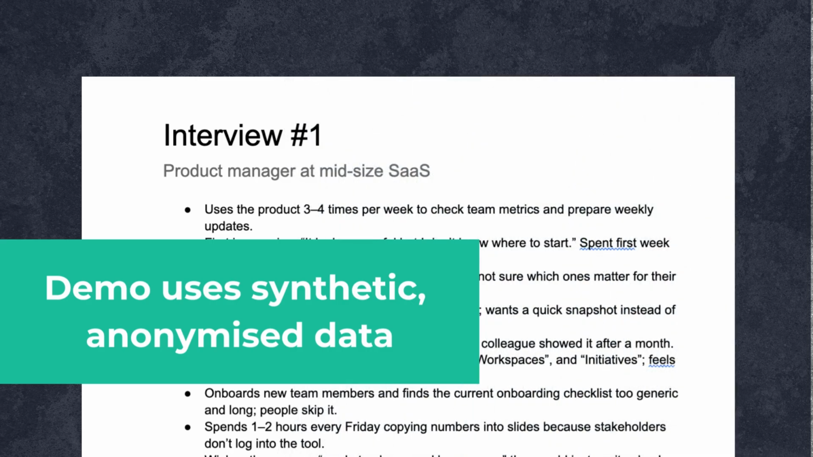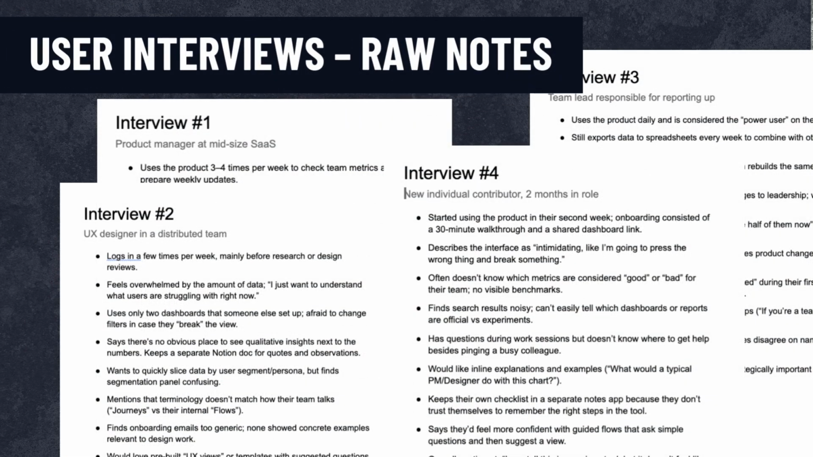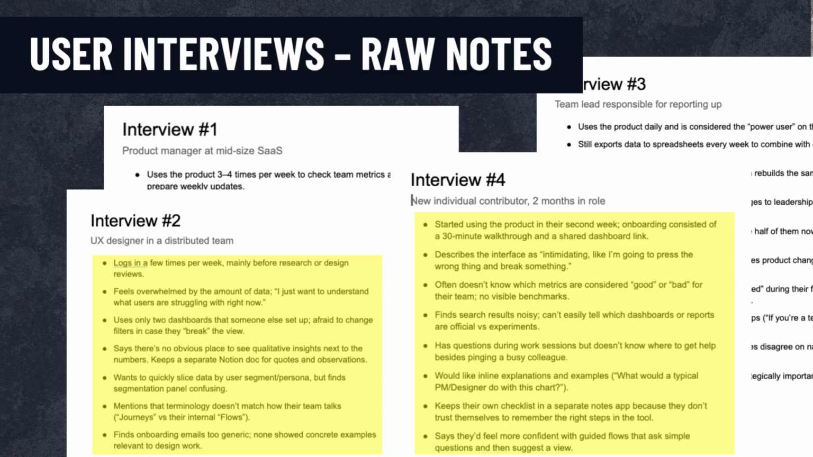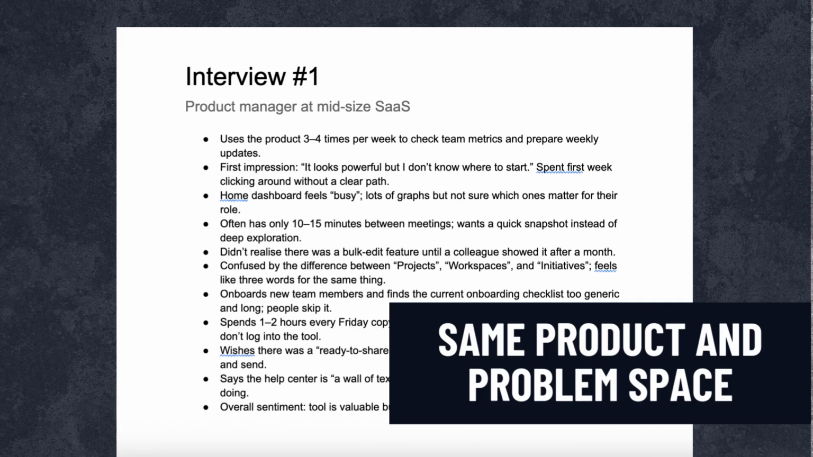For this demo, I'm using synthetic anonymized interview notes for a fictional B2B analytics product. Here you can see the 4 interview note blocks. They look like typical research notes: long bullet lists, overlapping issues, and a mix of useful details and noise. Each block starts with interview number and then free-form notes about first impressions, onboarding, dashboards, reporting, and day-to-day use. The important thing is that they're all about the same product and problem space.